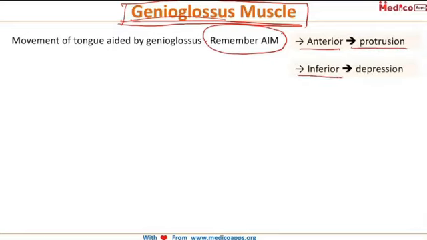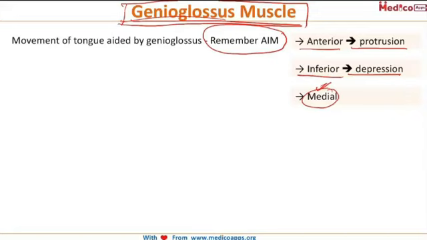I is the inferior movement or depression of the tongue, and M is the medial movement of the tongue, that is towards the central portion. What do we mean by medial? It means that the left genioglossus muscle will move the tongue towards the right or towards the center, and the right one will move the tongue towards the left.